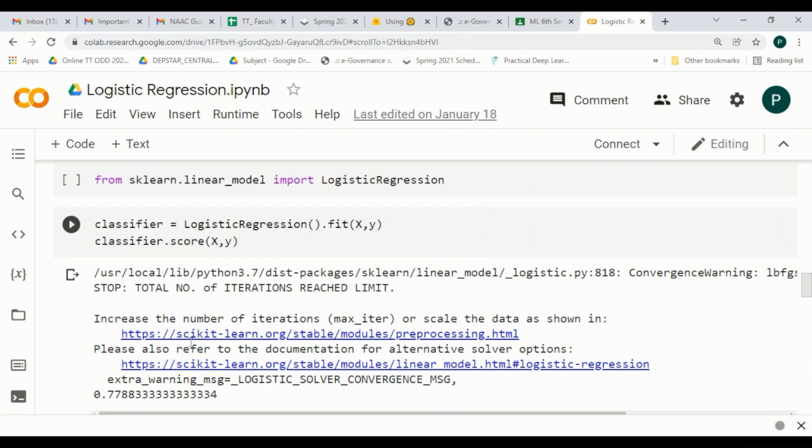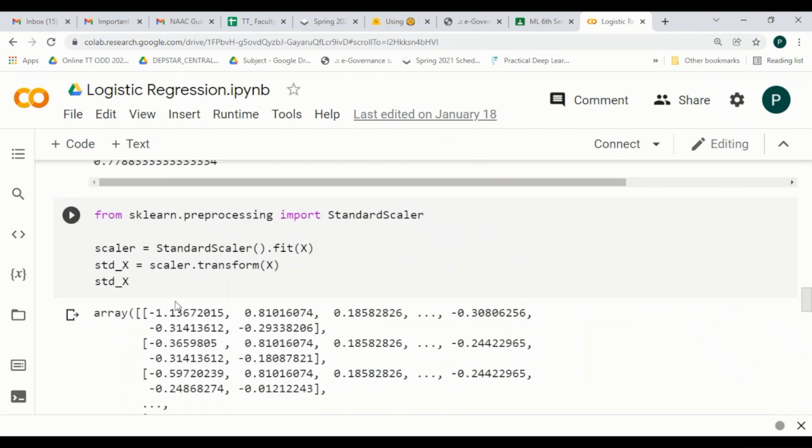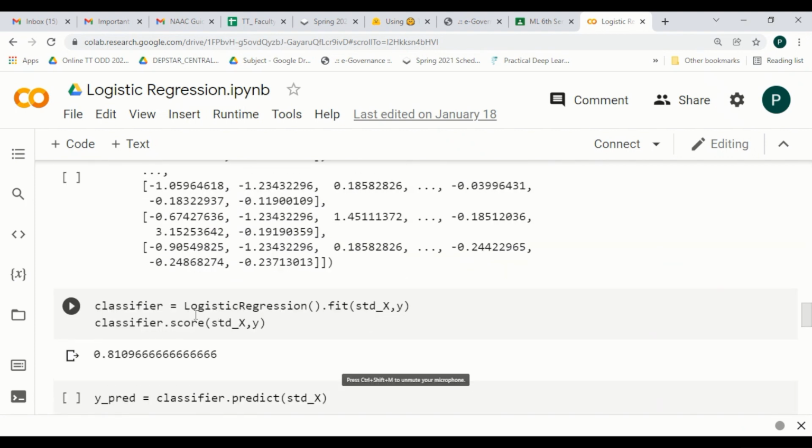So I was not satisfied with this. Therefore, what did I do? Therefore, I started implementing standardization and normalization. So first I standardized X and called it standard X. Then I once again classified according to standardized X and Y. My accuracy improved to 81.09%.